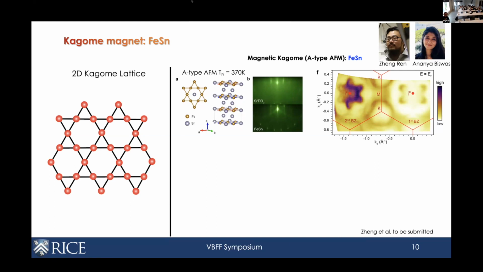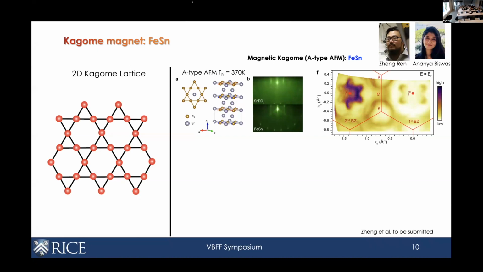And so what they can do is grow this film and then transfer it directly to the ARPES system and measure the electronic structure. It doesn't look as grainy on my laptop, so the data quality is actually better than it looks. This is the Fermi surface, and the basic property is that this material, iron tin, is a layered material, and each layer has an iron Kagome lattice, and below 370 Kelvin, the moments on iron would order. They would order ferromagnetically in each layer, and then they're anti-aligned as you go along the z-axis.